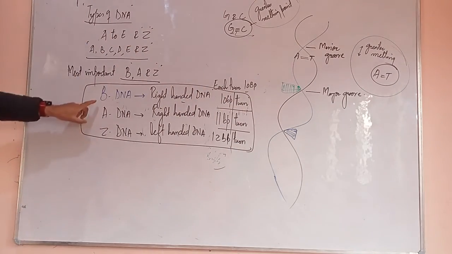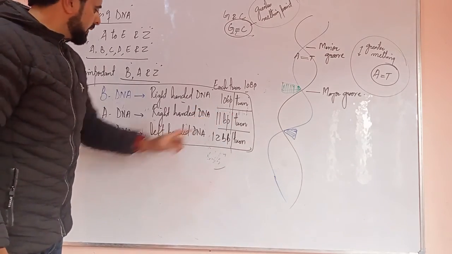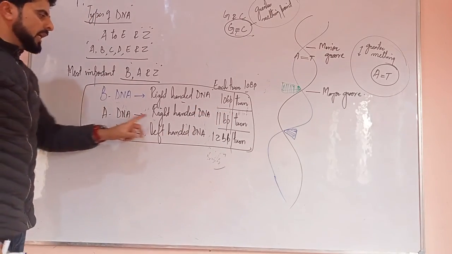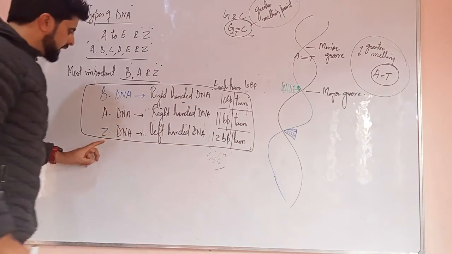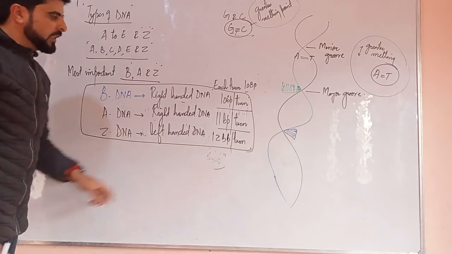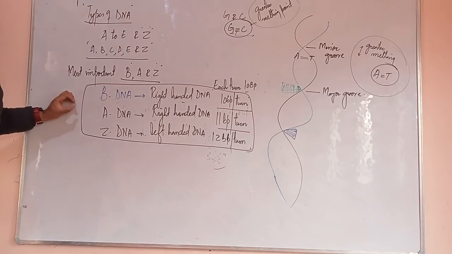That is, B-DNA is a right-handed DNA with 10 base pairs per turn. A-DNA is also a right-handed DNA, with 11 base pairs per turn. Then Z-DNA is a left-handed DNA, with 12 base pairs per turn. Now this is all about the structure of DNA which was given by Watson and Crick and its salient features. Tomorrow, in the next lecture, we will discuss the RNAs.